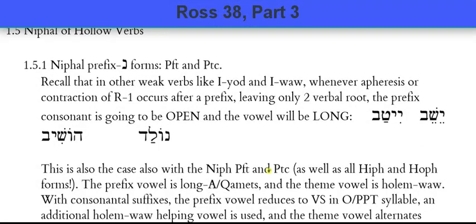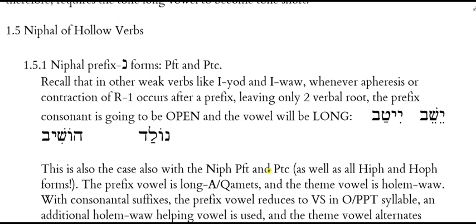Let's talk about the nifal here. The nifal of hollow verbs. We can think of it from the standpoint of basically two sorts of ways that the nifal stem is formed. One is when the nifal is formed with the prefix nun. Remember, the nifal has a characteristic prefix nun in some of its forms.